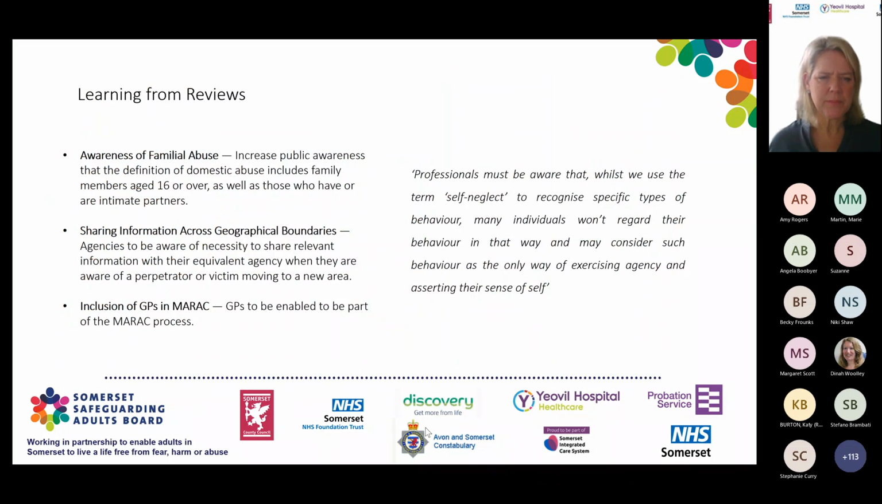So learning from reviews. The increase in public awareness that the definition of domestic abuse includes family members aged 16 or over, as well as those who have or are intimate partners. Sharing information across geographical boundaries: agencies to be aware of the necessity to share relevant information with their equivalent agency when they are aware of a perpetrator or victim moving to a new area. Inclusion of GPs in MARAC. GPs to be enabled to be part of or to contribute to the MARAC process. And MARAC is a multi-agency risk assessment conference.